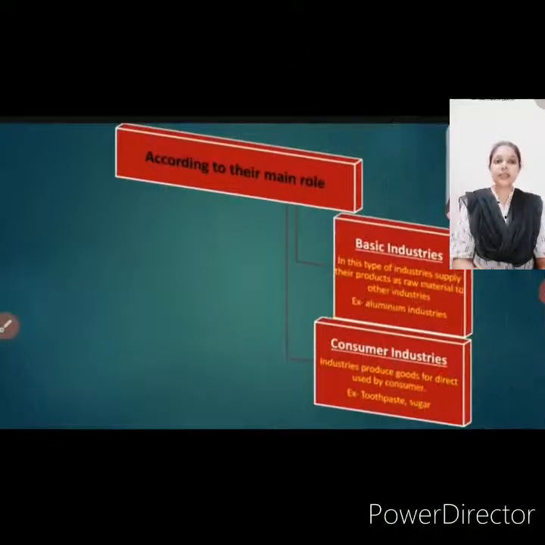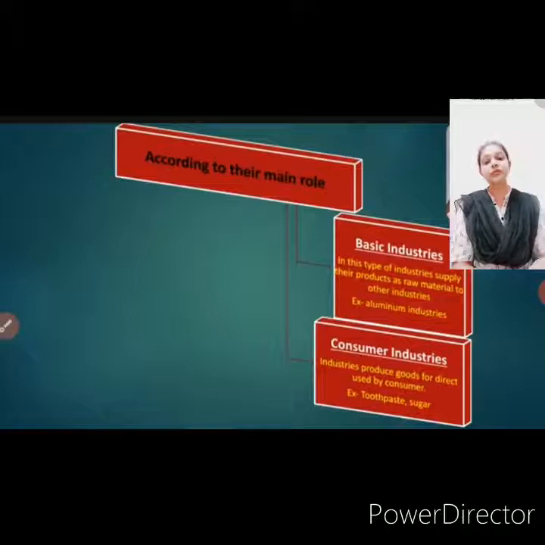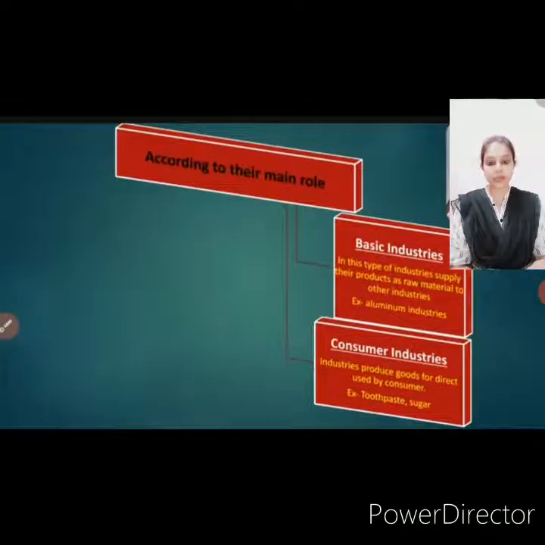Now let us see the next criteria, and that is according to their main role. According to their main role, again it is of two kinds. Basic or key industries are those which supply their products as raw materials to manufacture other goods. Example, iron and steel, copper smelting, aluminium smelting. These are all considered as basic. It means these are the base of the industry. They give birth to other industries as well.